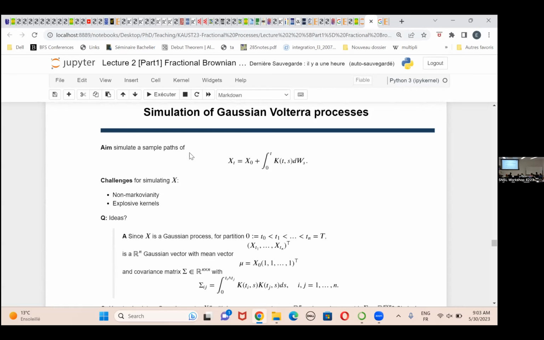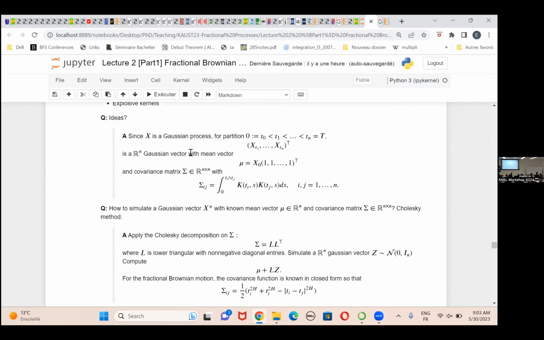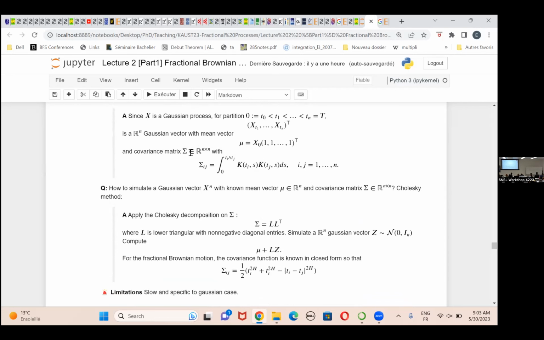So how do you do this? You simply decompose the covariance matrix, either by spectral decomposition, or more efficiently, by Cholesky decomposition. By this I mean simply this linear algebra. You start from sigma, a symmetric matrix, and you can decompose it as a product of a lower triangular matrix times its transpose. So L is lower triangular.